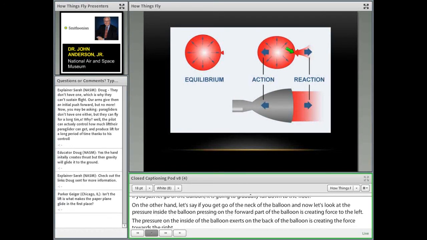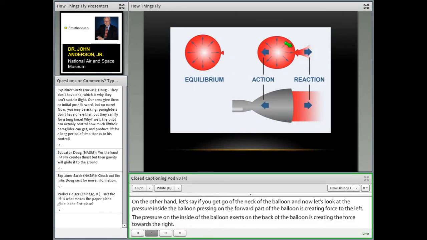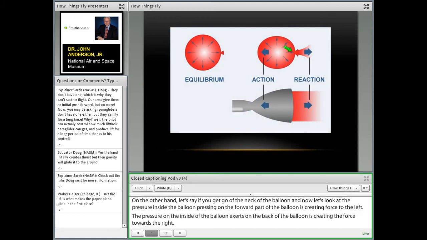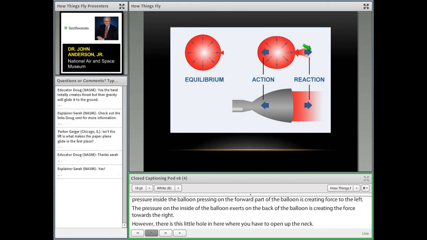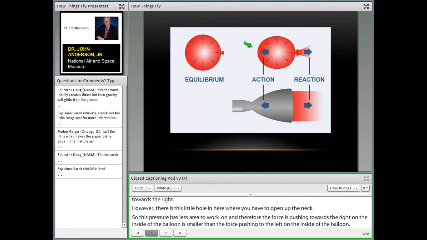And so this pressure has less area to work on. And therefore, the force pushing towards the right on the inside of the balloon is smaller than the force pushing to the left on the inside of the balloon. The net effect is thrust. There's a forward thrust. You let go of the neck of the balloon, and this balloon starts screaming all over the place because of this forward thrust.